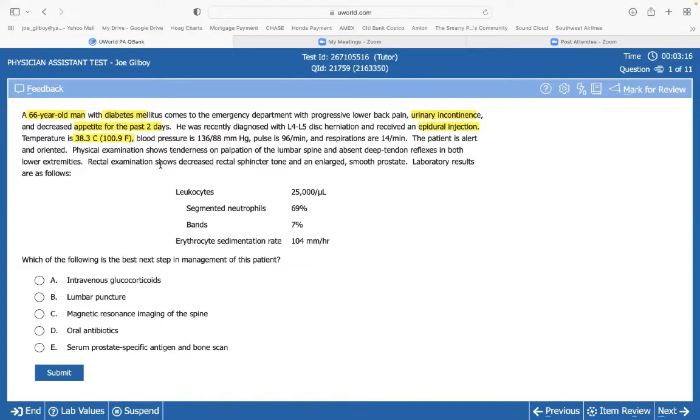The patient is alert and oriented. Physical exam shows tenderness to palpation of the lumbar spine and absent deep tendon reflexes in both lower extremities. Rectal exam. So now you're going, okay, it sounds like something's going on there in the back. So you look at the labs and you're going, okay, he's got something going on. Can we agree? Look at your cellmate. He's 66, had an epidural injection, he has a fever, and he's got tenderness over the area. Does everybody see that? You're like, okay, PSA, that makes no sense. Oral antibiotics, he needs IV. Do I want to give him steroids? No. There's your two answers.